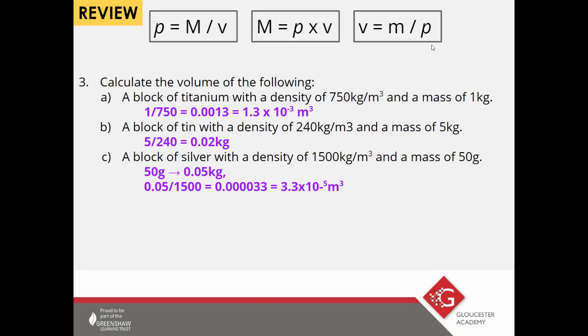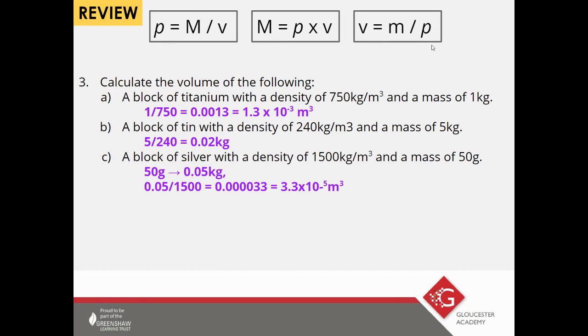A block of tin with a density of 240 kilograms per meter cubed, apologies for not rectifying that 3, and a mass of 5 kilograms is 5 divided by 240, which equals 0.02, or 2 times 10 to the minus 2 meters cubed if you wish to use standard form.